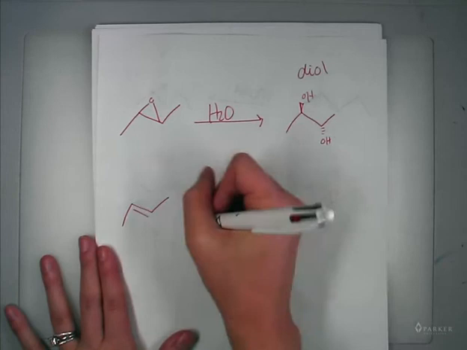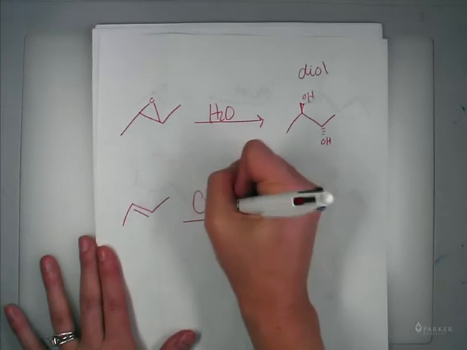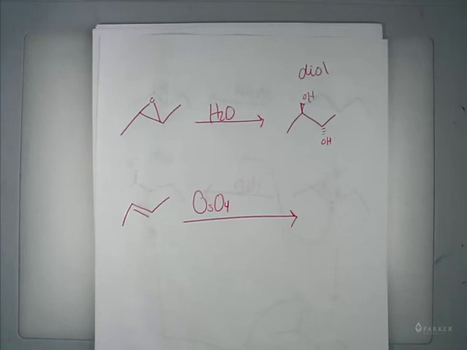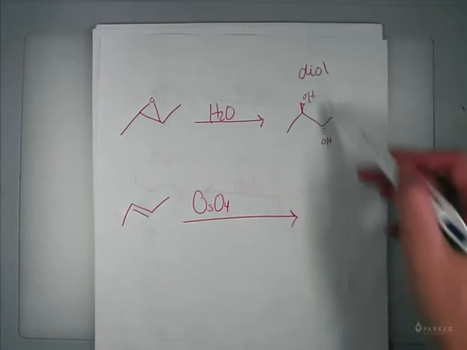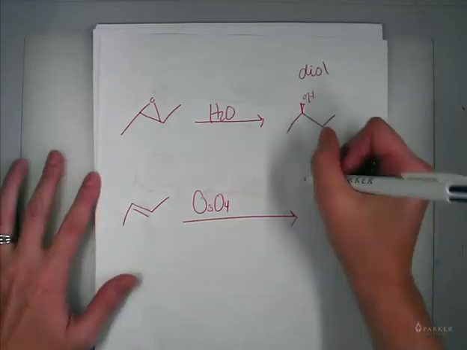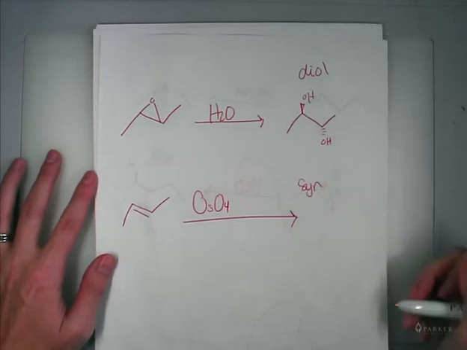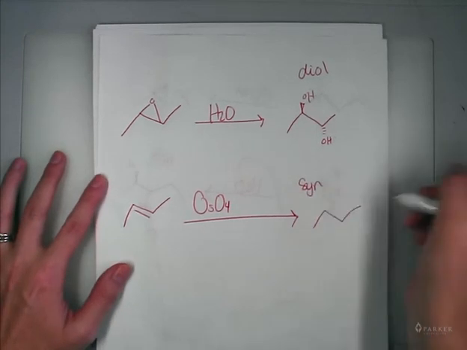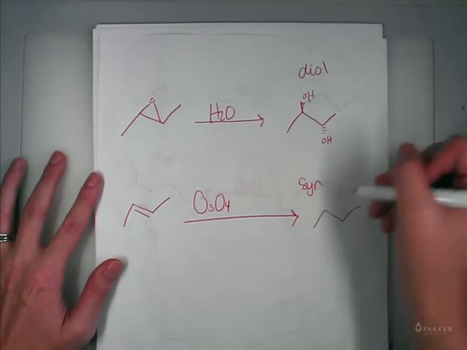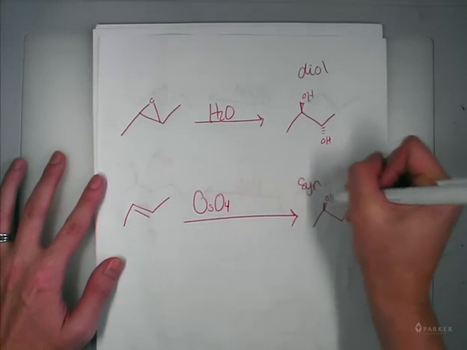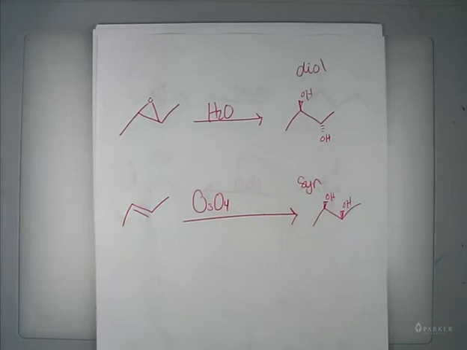This one starts with a double bond. And you put osmium tetraoxide in there. Now again, what do we have a lot of over the arrow? Oxygen. So we're probably going to add oxygen. Now, I already told you if this is a trans-diol, then this is the syn-diol. So what do you think the product will be? What are we adding? Two OHs. And they're going to be on the same side.